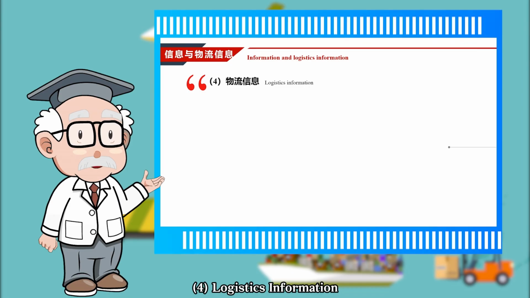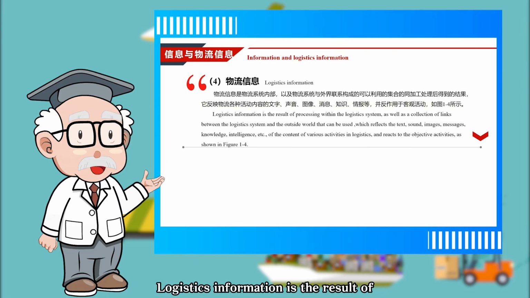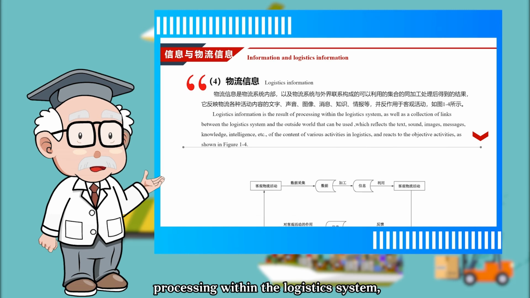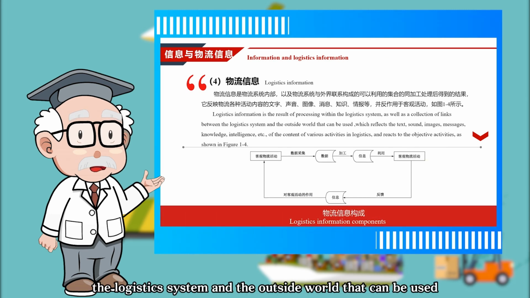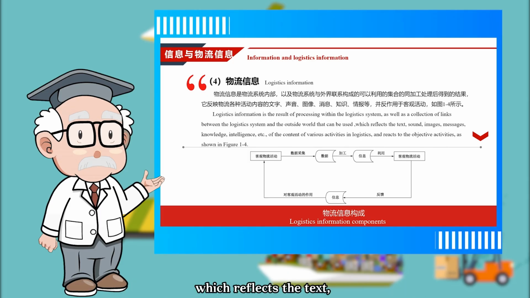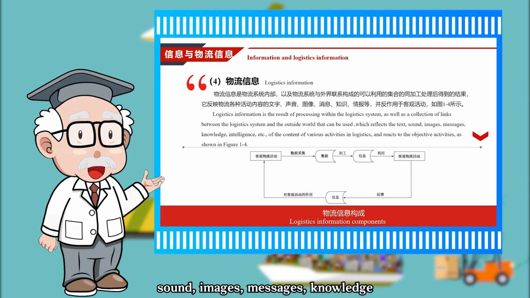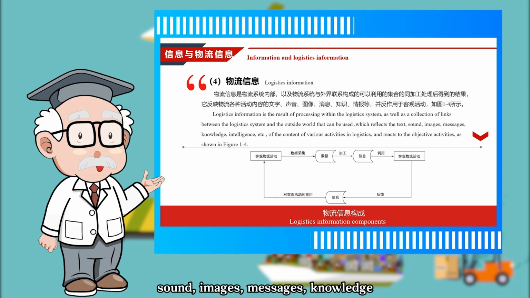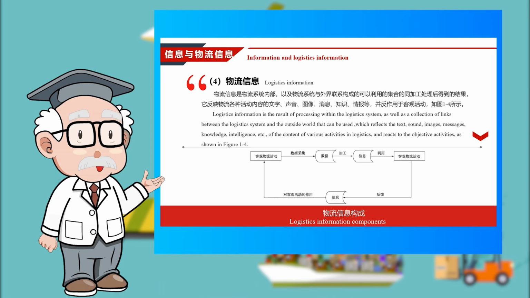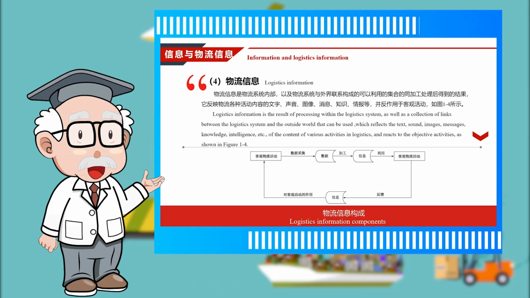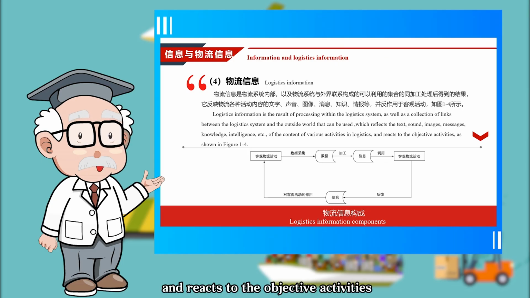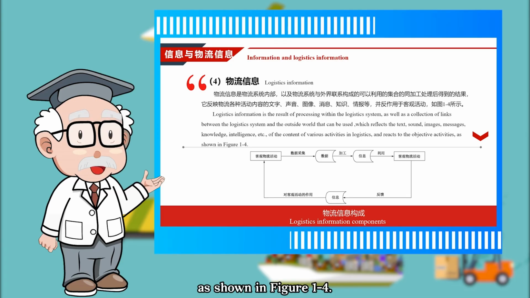4. Logistics information. Logistics information is the result of processing within the logistics system, as well as a collection of links between the logistics system and the outside world that can be used, which reflects the text, sound, images, messages, knowledge, intelligence, etc. of the content of various activities in logistics and reacts to the objective activities, as shown in Figure 1.4.